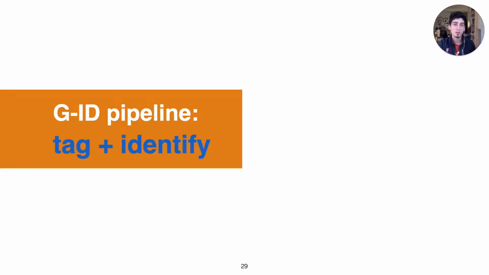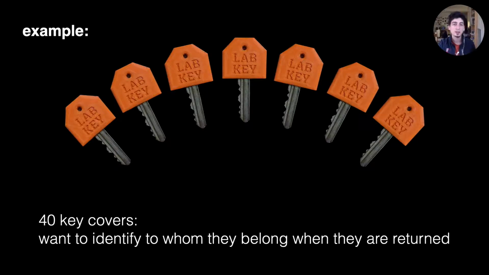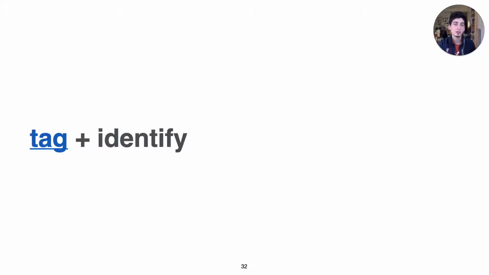Now, let's talk about the GID pipeline, consisting of two steps: tagging and identifying. We will use an example where we will create a set of 40 unique key covers for our research group. At the end of the semester, when lab members depart, we often forget to write down who has returned their keys. Using GID, we can quickly identify whom the previously returned keys belong to. Let's start with the first step, tagging.